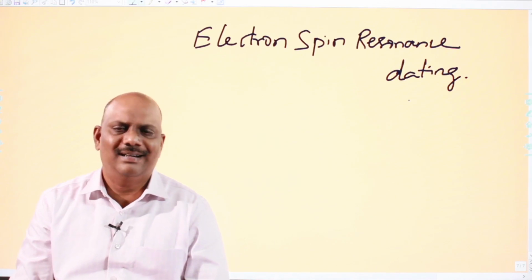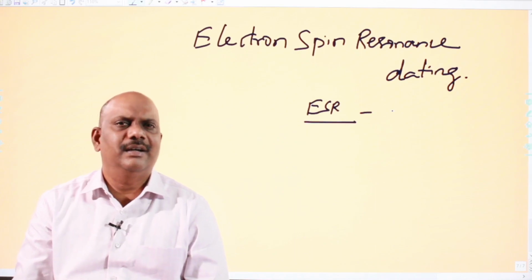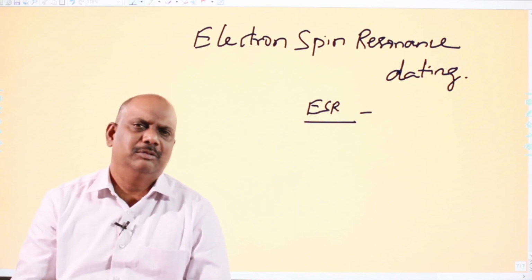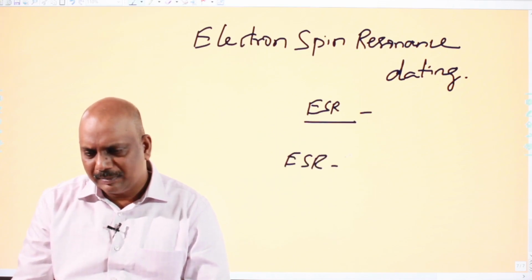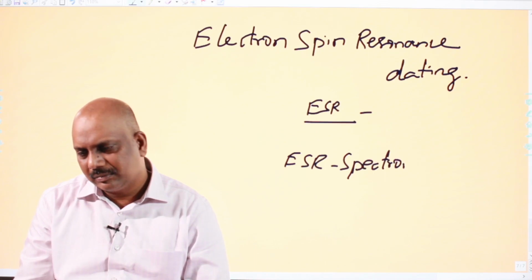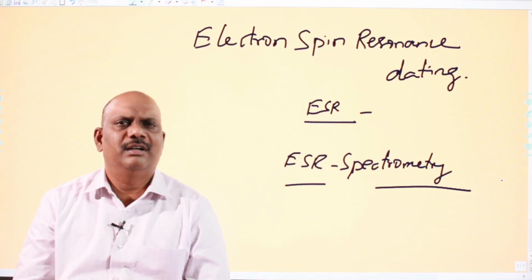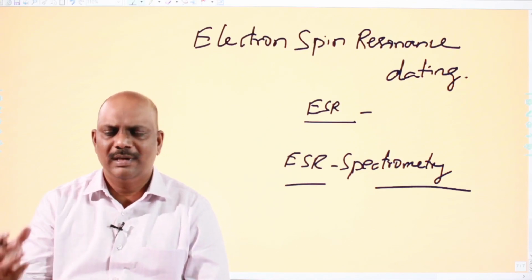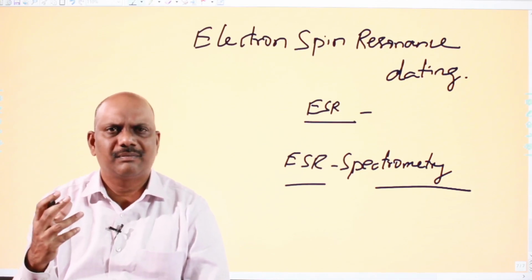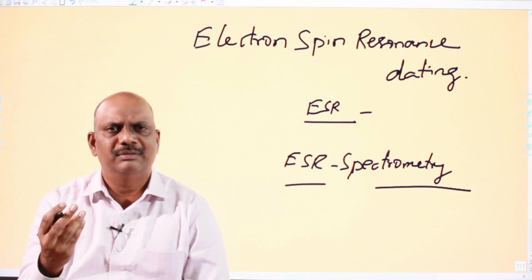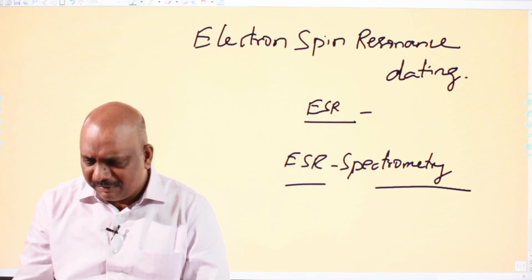Simply they call it ESR dating. We use some spectrometers here. We even call it ESR spectrometry. Hope during your school days in your physics laboratory, you used a few spectrometers. You may use a spectrometer to study a number of things. You can study UV rays, you can study microwaves. Correct?